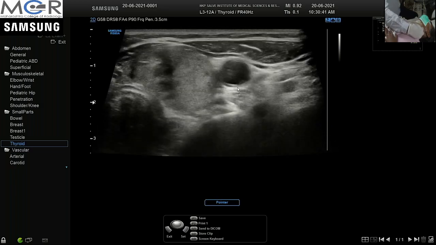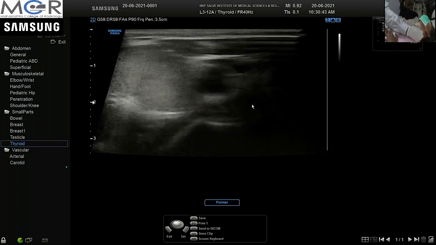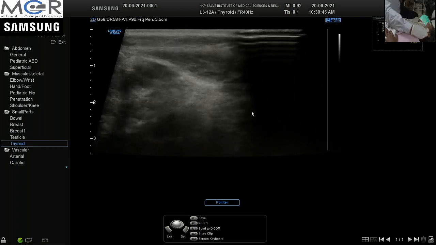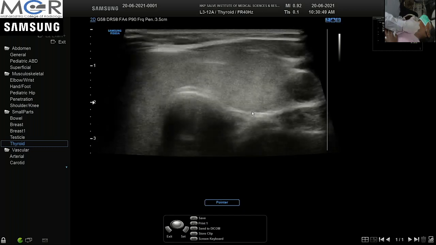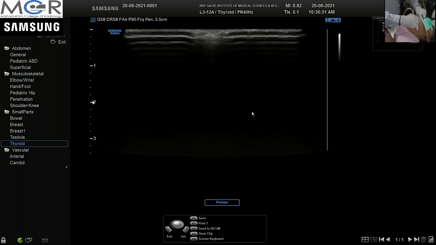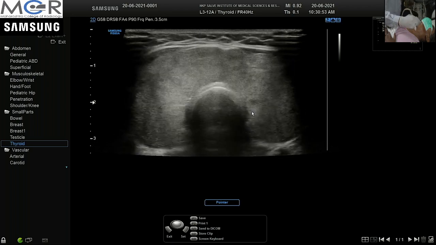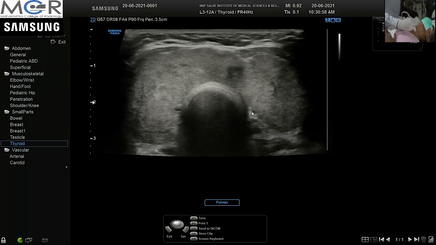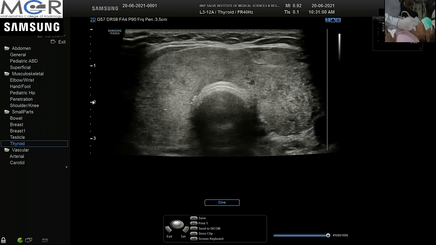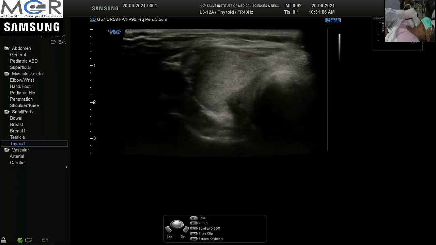So come down, you see here the thyroid, and now we know that the patient has generalized enlargement of the thyroid and there are no significant enlarged lymph nodes on either side. So we come back to the thyroid, we measure the isthmus, it is definitely enlarged. 8 to 9 millimeters is normal, it is 9 millimeters.